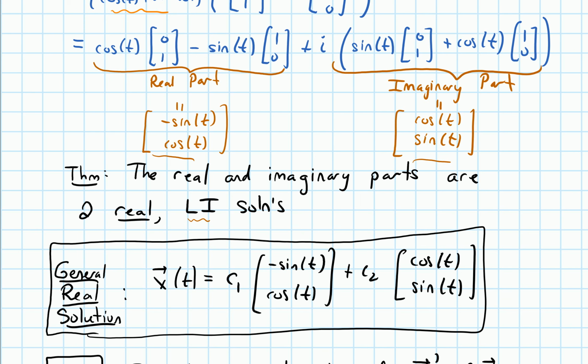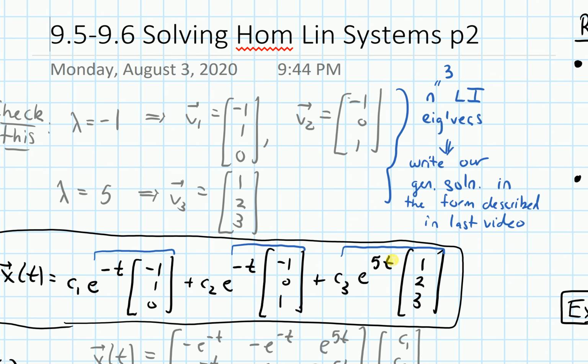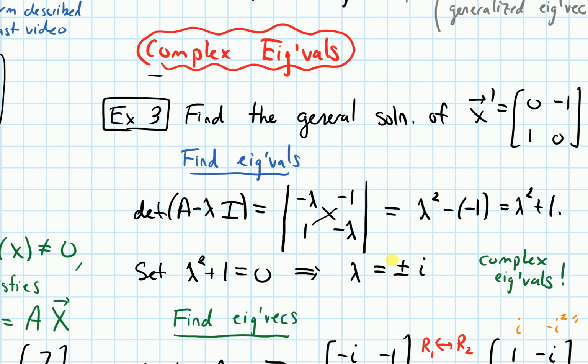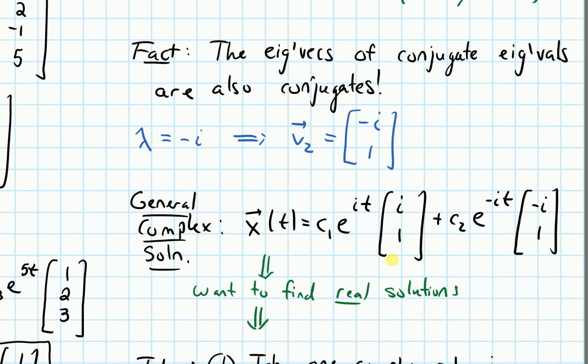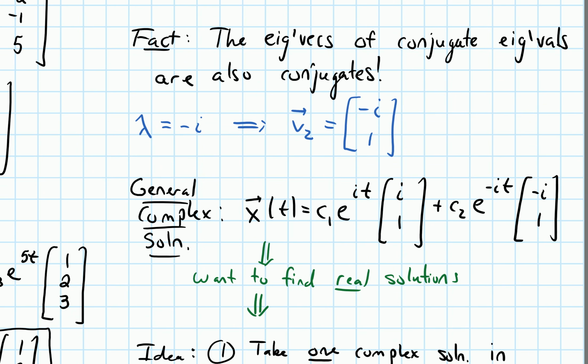One key thing that I want to point out before we do another example is to notice that when we wrote our solution in terms of complex numbers, let me scroll to that. With complex numbers, here was our general complex solution. Each eigenvalue, like i and negative i, along with their corresponding eigenvectors, contributed a linearly independent solution. Here, our matrix A was 2 by 2, and we had two distinct eigenvalues. So we had two linearly independent eigenvectors, and that's why we had two linearly independent complex solutions here.